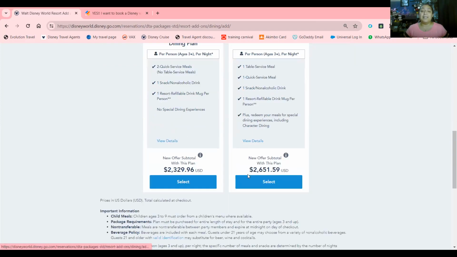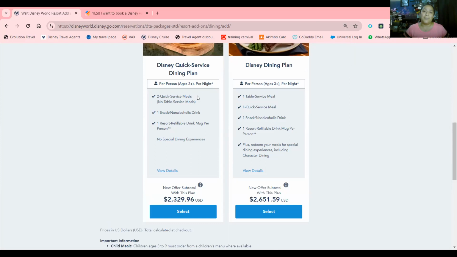Okay, as you can see, it's only about $300 difference from going from one to the other. They do have pretty much almost the same thing. Like they have an extra snack you are able to get. You do get a refillable mug in person, that you do get.